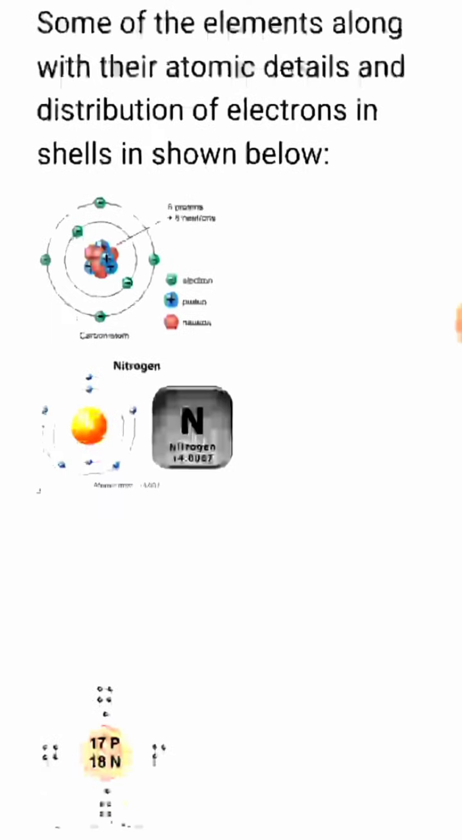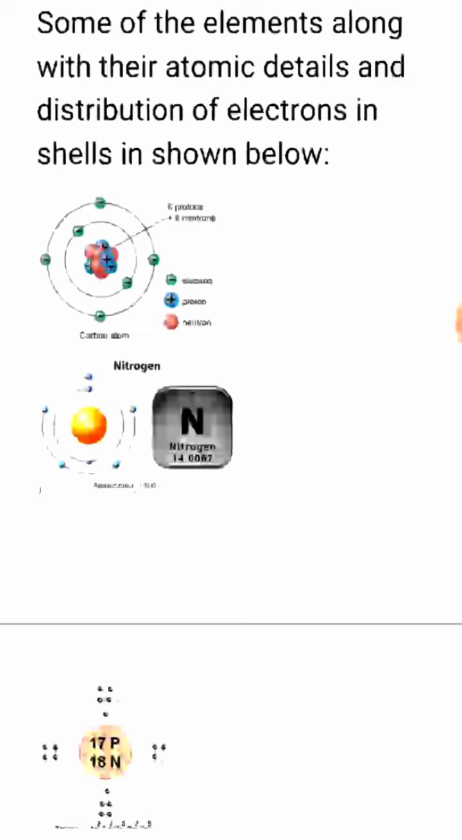Here you can see some of the elements along with their atomic details and distribution of electrons in their shells. The first one is the carbon atom, with green electrons, protons, and orange neutrons, representing 6 protons and 6 neutrons in the nucleus, while 6 electrons revolve around the nucleus in their fixed shells. Only 2 shells are involved in the carbon atom. The first K shell holds only 2 electrons, while the other remaining 4 reside in the second shell.